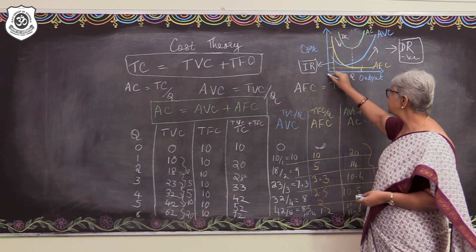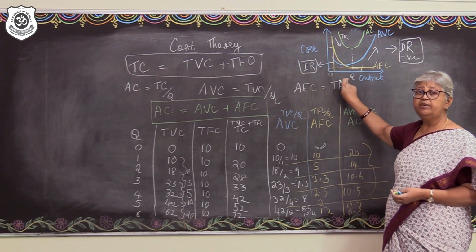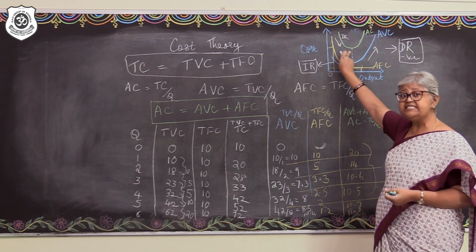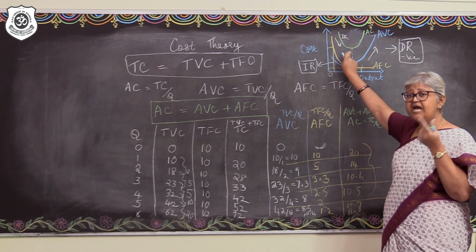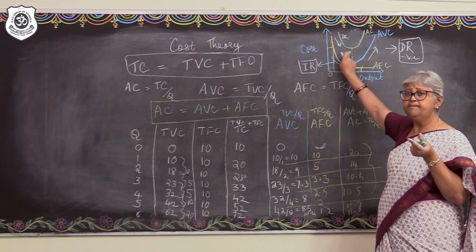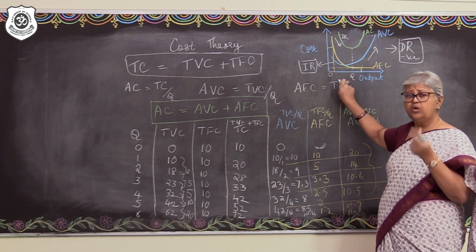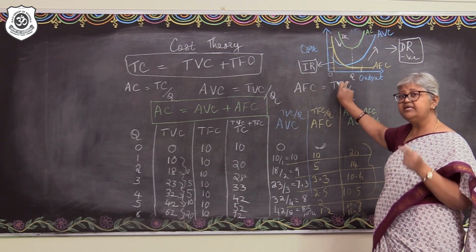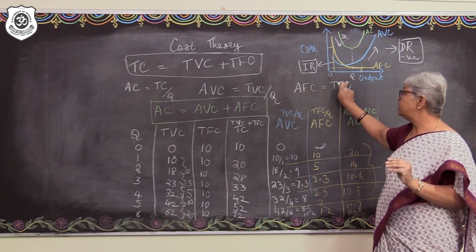Right? So let's understand that this OQ level is probably the optimum output level, where ideally the AC is going to be at the minimum. Fine? The average cost is going to be minimum, right? And this level of output OQ is going to be the optimum level of output without straining the fixed factors, with a minimum per unit cost.